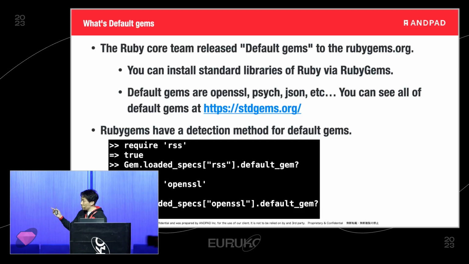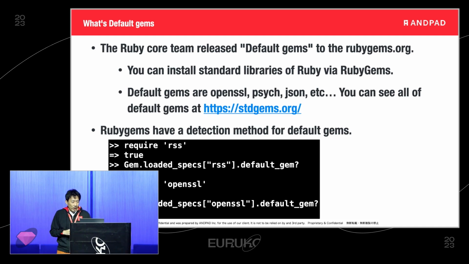In this example, you can require the RSS library like this, so require RSS, and you can see it with the gem loaded specs method like this. So Gem loaded specs RSS, and you can call the default gem question method like this. In this RSS case it returns false, so RSS is not a default gem. On the other hand, in the OpenSSL case this method returns true, so OpenSSL is a default gem.